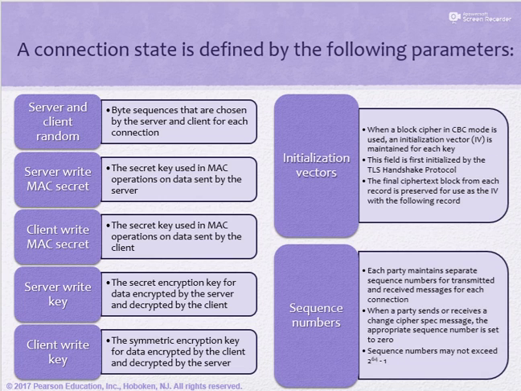Sequence number, each party maintains a separate sequence number for the messages that are transmitted or received on each connection. And when a party sends or receives a change cipher spec message, because you know there is one protocol in TLS suite, which is change cipher spec, so when a party sends or receives this message, the appropriate sequence number is set back to 0. Another thing is sequence number should not exceed the maximum limit 2^64 - 1.